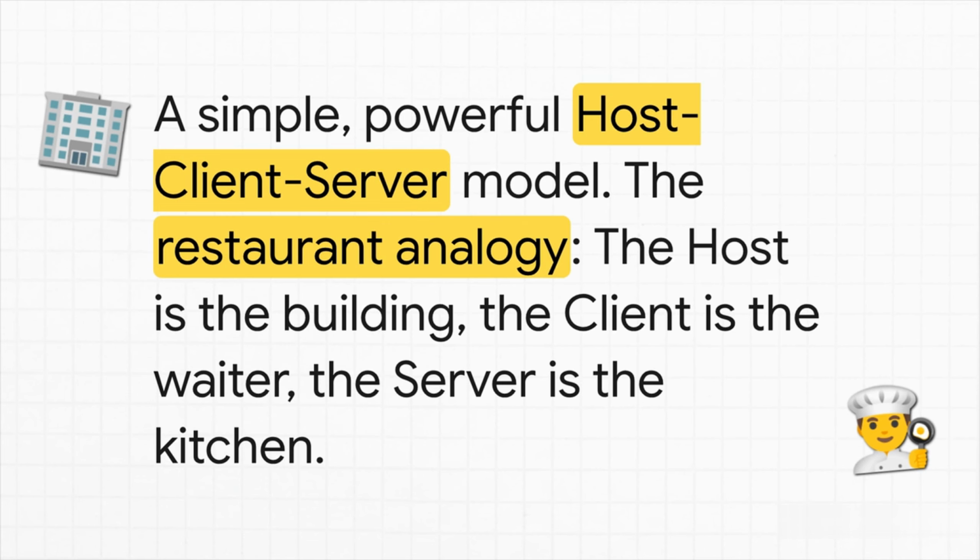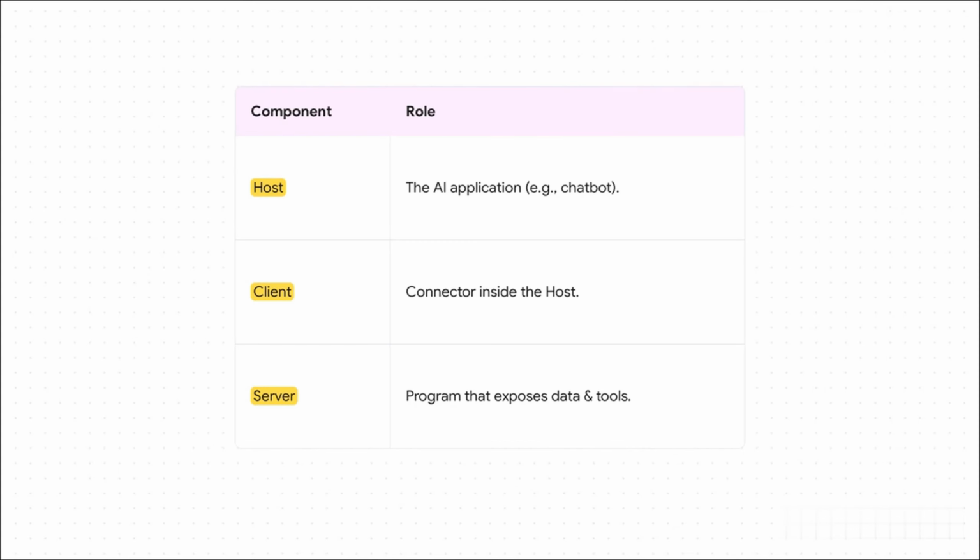I love this restaurant analogy they use. The host is the restaurant itself, the building. The client is the waiter, running back and forth. And the server, that's the kitchen, where all the tools are and where the real work gets done. This separation is really the key to the whole thing. So the host, that's your main AI application. Think a chatbot or maybe an IDE. The client is just a little connector piece that lives inside the host, and its only job is to talk to a server. And the server is a lightweight program that exposes all the good stuff, the data and tools, to the host.